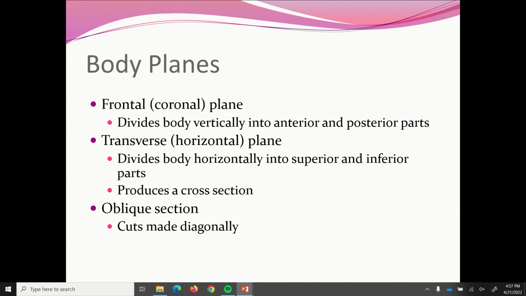Another division is the oblique section, which cuts the body diagonally. You will see oblique when talking about certain muscles, like the internal and external obliques in the abdomen.